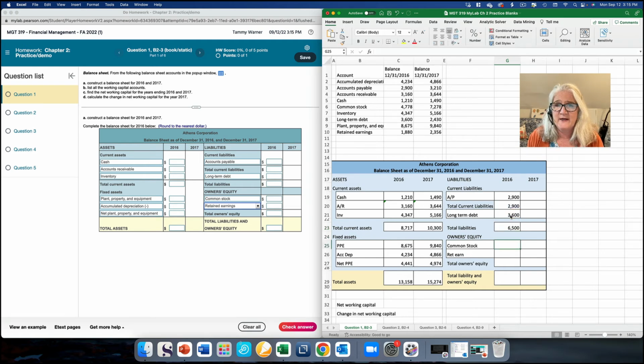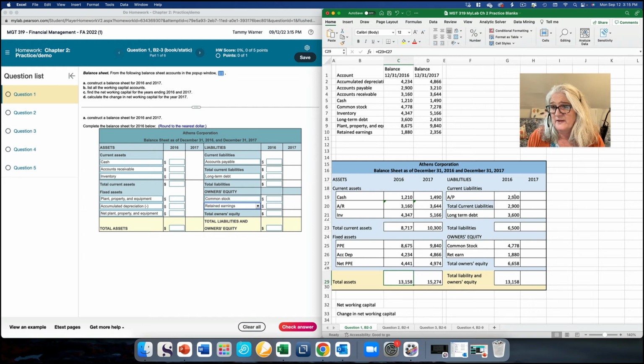Then we have our equity accounts. Pick up the stock from 2016. Pick up the retained earnings from 2016. And the two of those together constitute our total owner's equity. And then you cross your fingers and hope that your balance sheet balances. I always get so nervous. Yep, it balances. So this number is the same as this number.